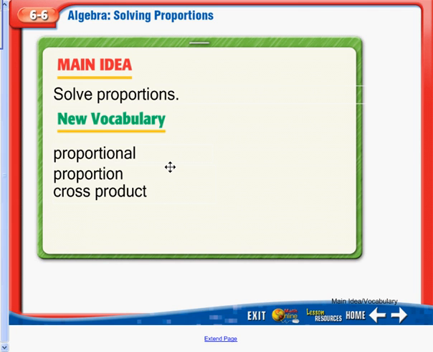6.6 is a lesson over solving proportions, which is also the main idea. Proportional and proportion obviously go hand in hand, where a proportion is an equation stating that two ratios or rates are equivalent. So something is proportional if we have two ratios or rates that are equivalent.